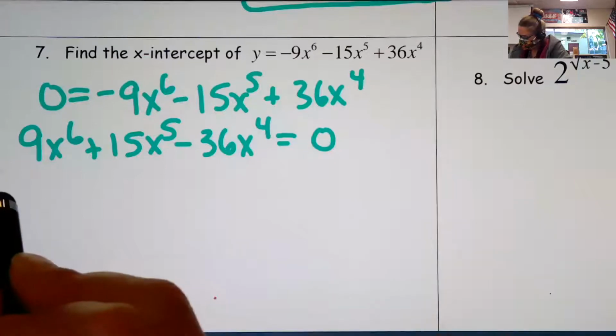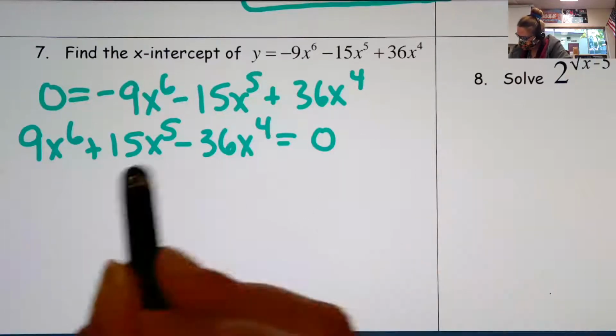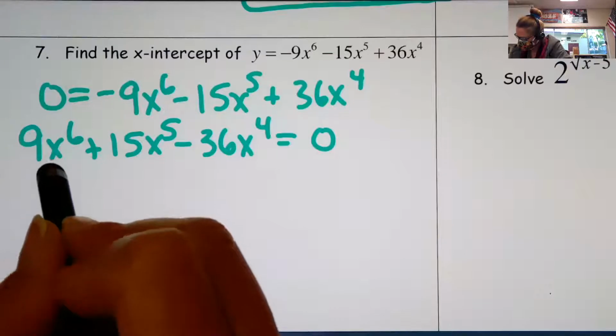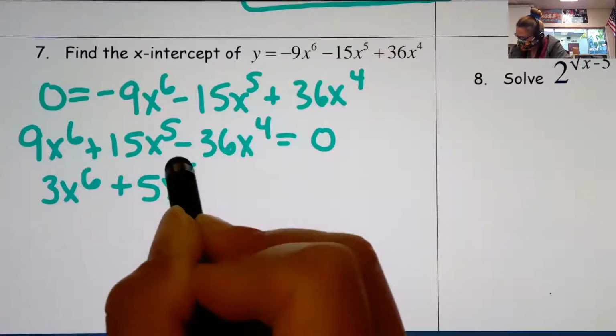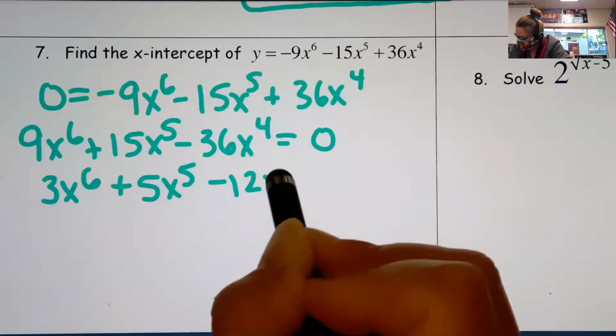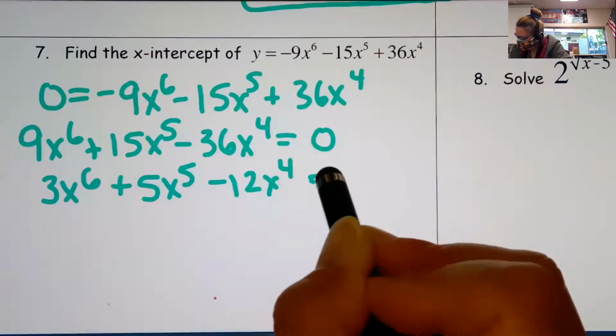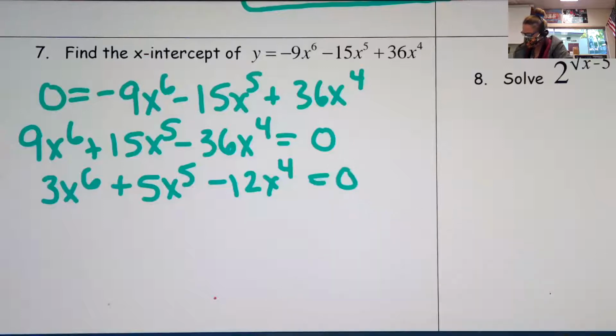Now I am going to divide everything by 3 because I notice everything's divisible by 3. So 3x to the 6th, 5x to the 5th, minus 12x to the 4th. And when I divide this 0, I also get 0. Okay, so I divided everything by 3.